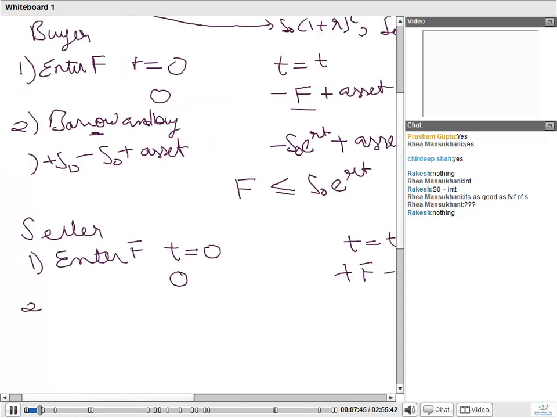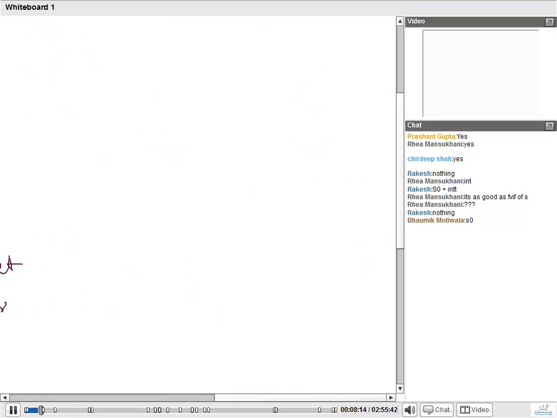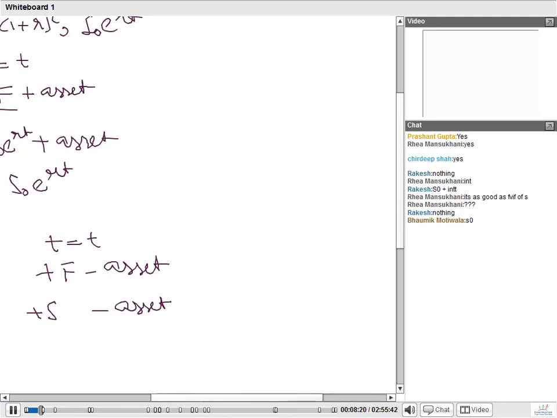The second option that I have is to sell right away. If I sell right away, how much will I receive? The current price is S0 and I give up the asset. So how will things look at t equal to T? I have still lost the asset, but my S0 would have become S0 times (1 plus r) raised to power T, or S0 e raised to power rT using continuous compounding.